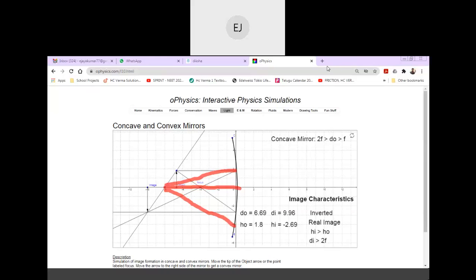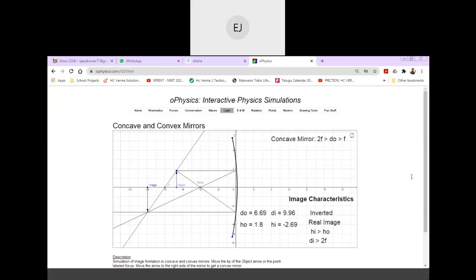Okay. And one more thing, we learn focus. When you send incident parallel beams, they reflect back and meet at a point called focus. Okay, that is number one. Number four, focus to pole distance. The distance between the focus and pole, we call it as focal length.